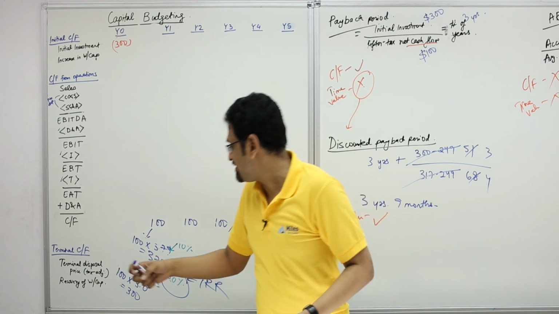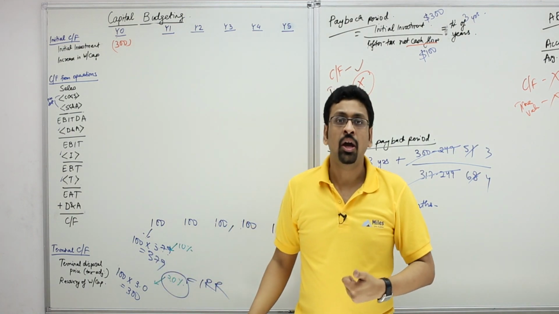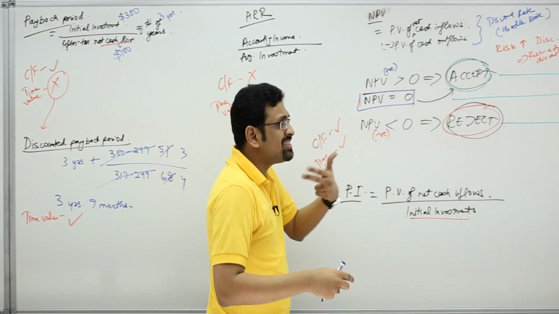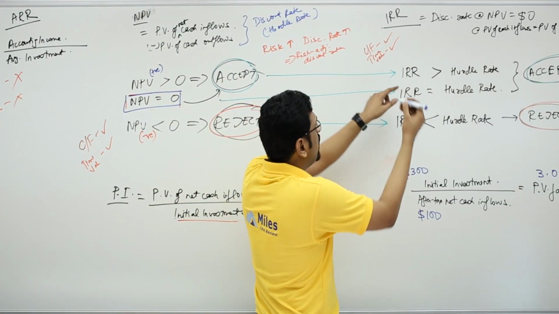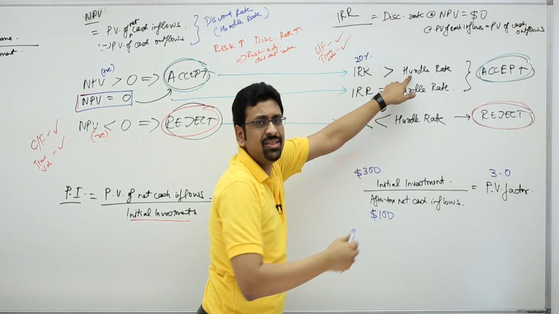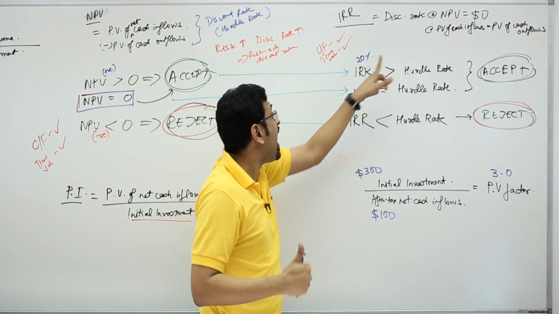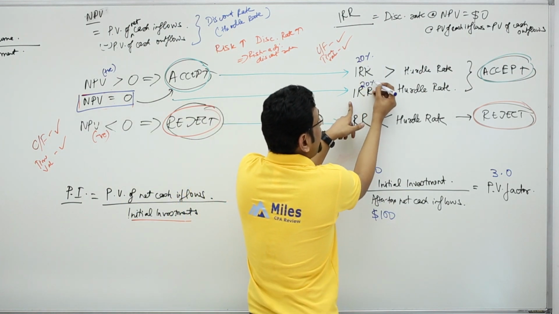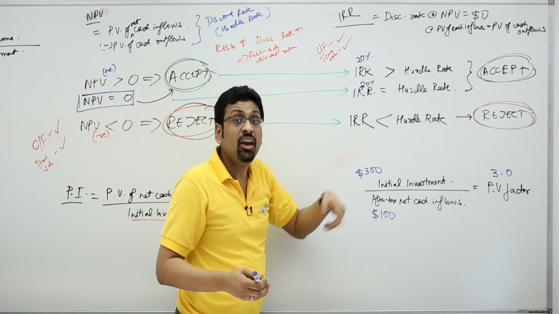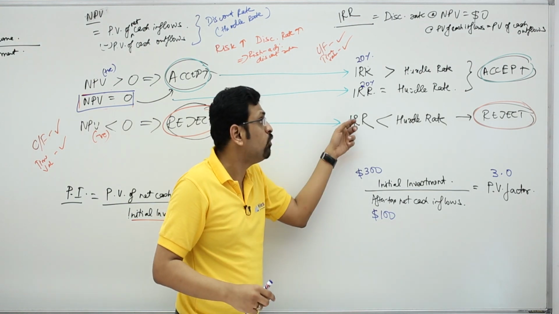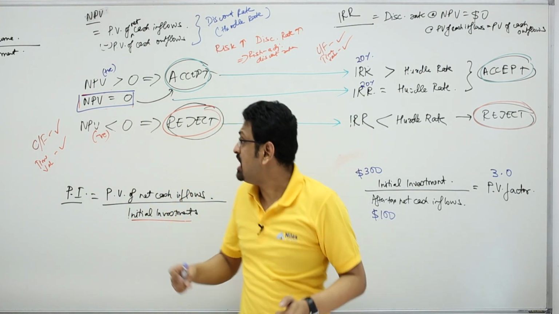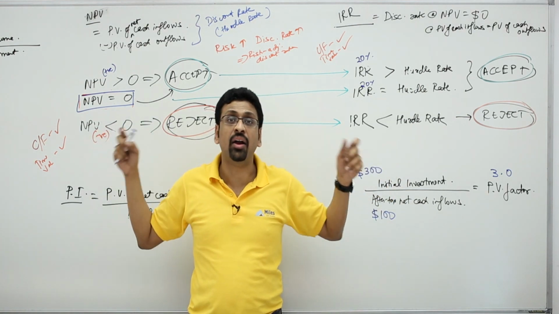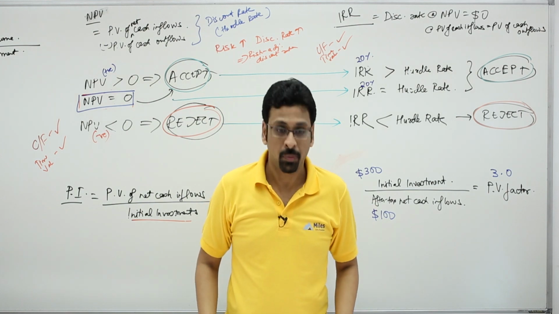So if the hurdle rate is 10%, accept the project. If the hurdle rate is 12%, accept the project. If the hurdle rate is 16%, accept the project because 20% is more than 16. If the hurdle rate is 18%, accept the project. If the hurdle rate is 20%, still accept the project. But if the hurdle rate is 24, 25%, reject. In that case, even your NPV would get negative. So under NPV and under IRR, you're getting the same result.